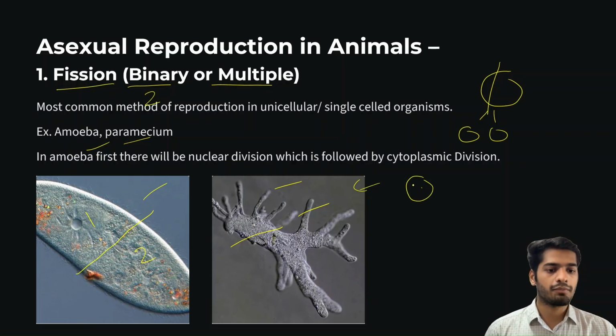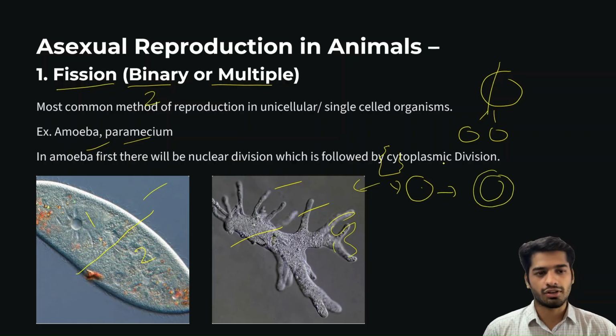This parent amoeba is going to stop its pseudopodia formation. So these are its pseudopodia, which are nothing but false legs. So you're going to see a rounded structure. After that, they're going to form a cyst around them, which is nothing but a protective covering. After this, what is going to happen?